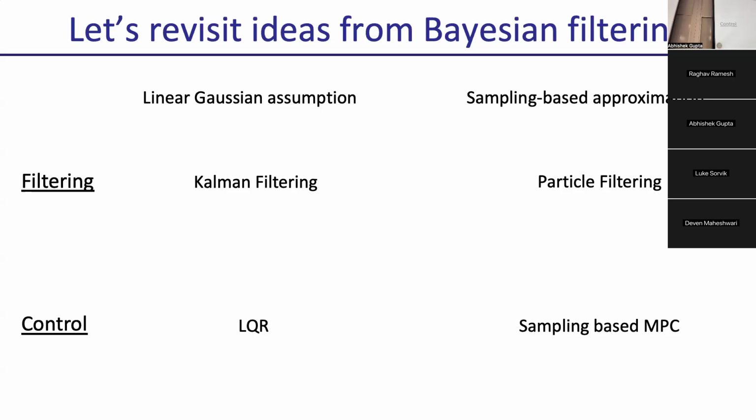Right? So basically, it doesn't need your system to be linear. It doesn't need your cost to be quadratic. But you're going to replace an exact closed form solution with an approximate sampling-based solution. Right? And so the idea behind sampling-based MPC is the same idea that we used to go from Kalman filtering to particle filtering. We're going to use a similar idea to go from LQR to sampling-based MPC.